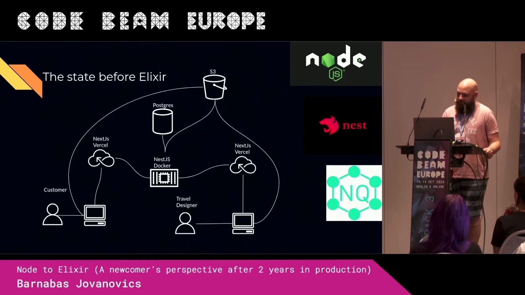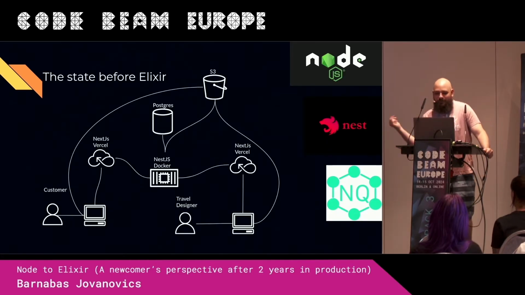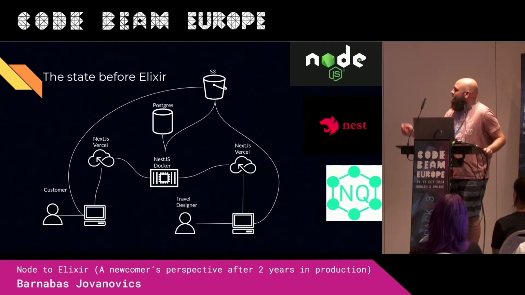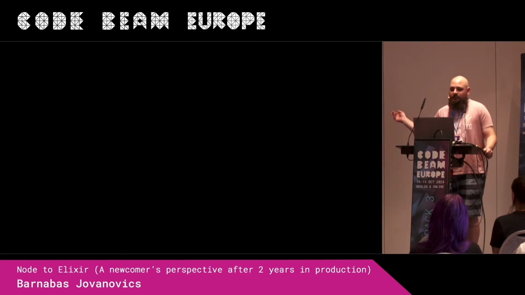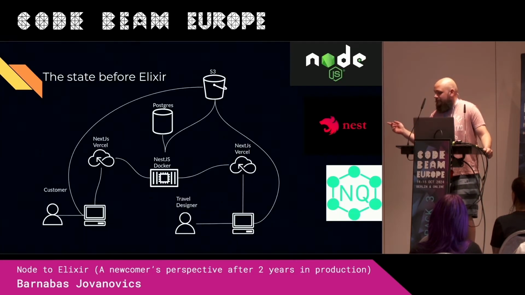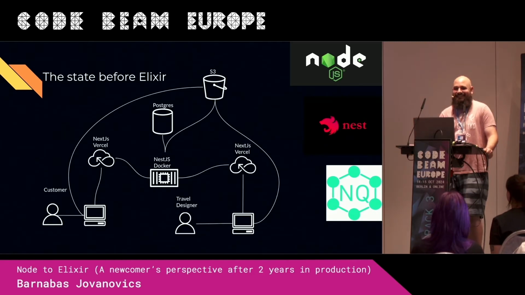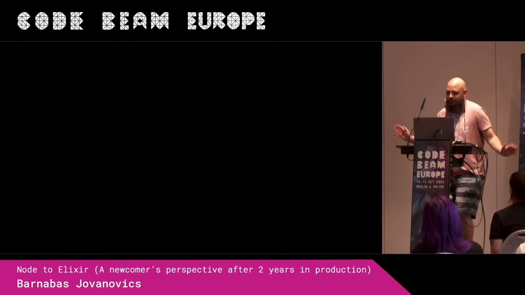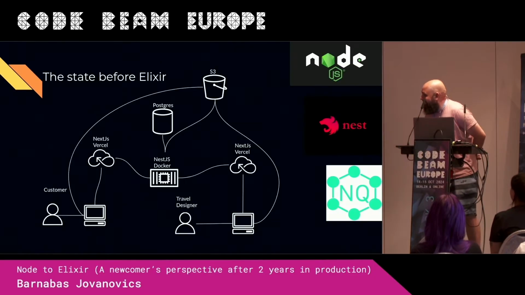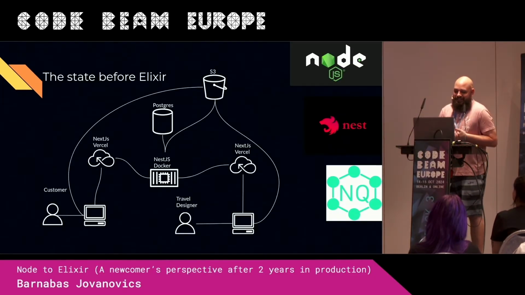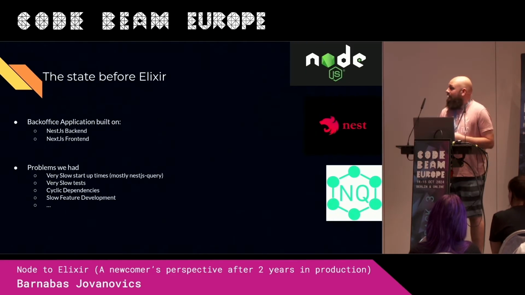We used Postgres, so that already worked pretty well with Elixir, and S3 for document storage. What we did is the backend would send signed URLs to the front end, and so the client could connect directly to S3 and upload and download files the way they needed to.